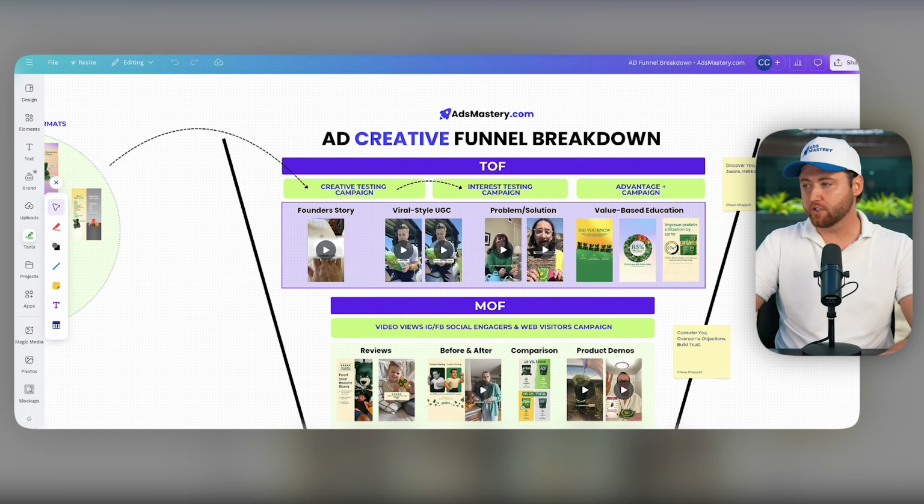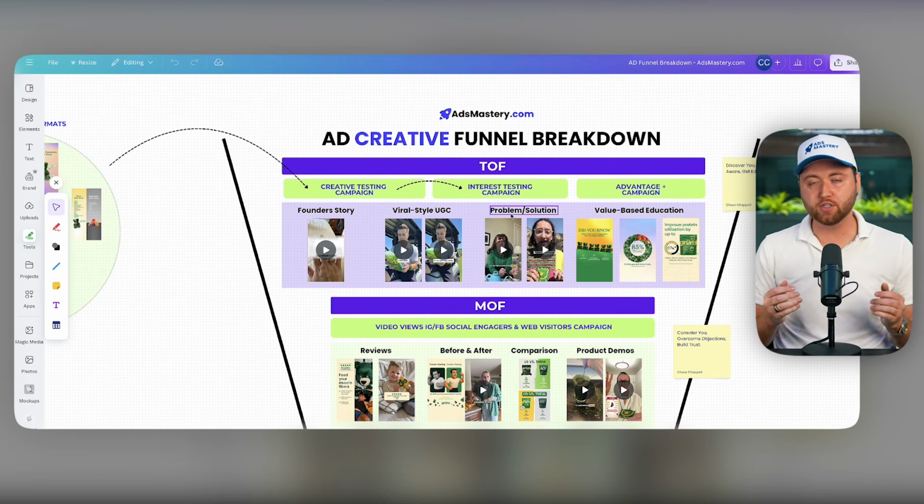Next up is problem solution. So a lot of times people, if they don't know you, they need to understand what it is you're selling. And the best way to do that is by introducing a specific problem that they have and positioning your product as that solution.